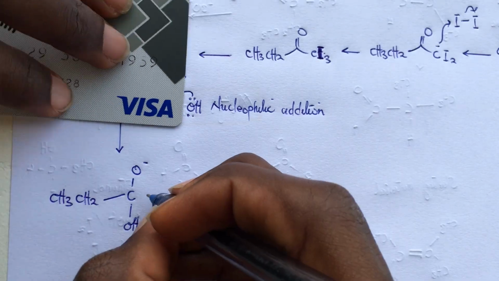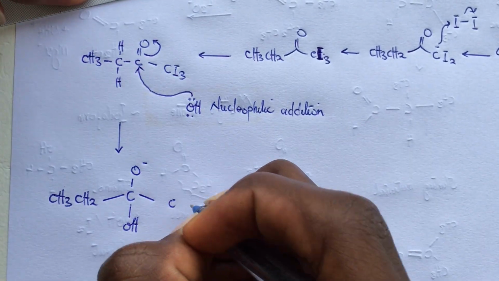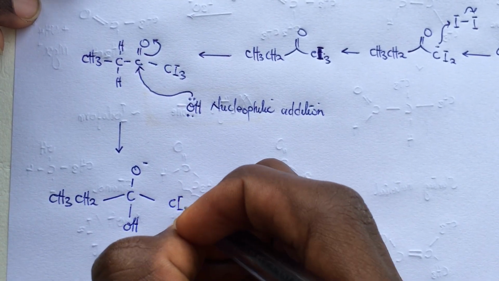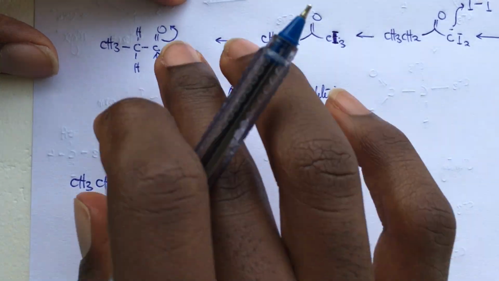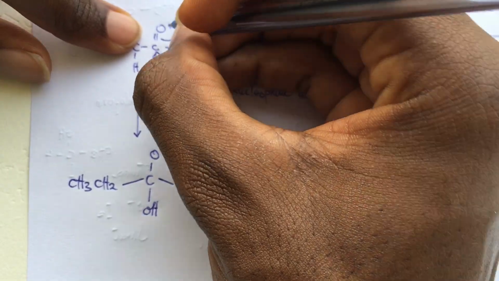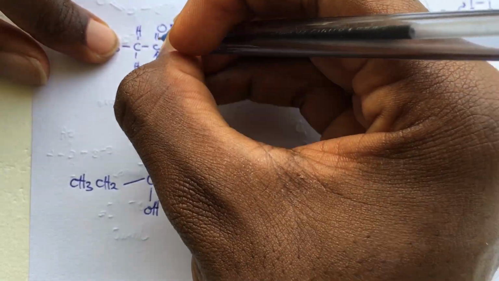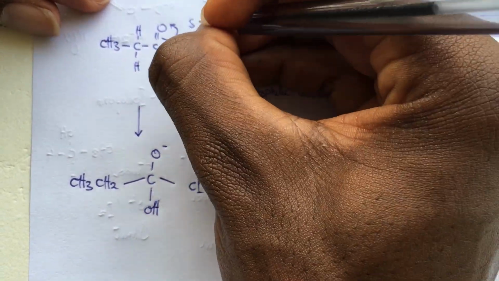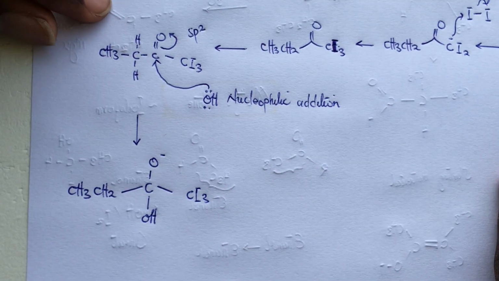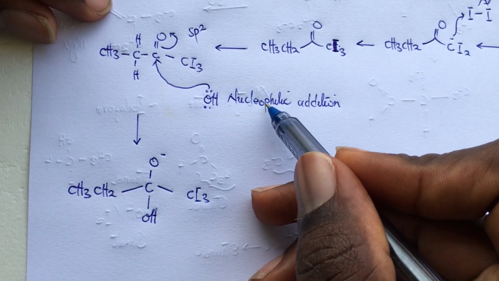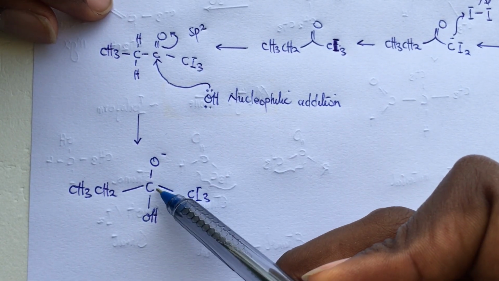All right, so from there you are going to have your CI3. What I said earlier is that the hybridization state of this carbon was sp3. The carbon bearing the double bond was sp2, rather, which is trigonal planar. And now, because of this nucleophilic addition, you are having sp3.